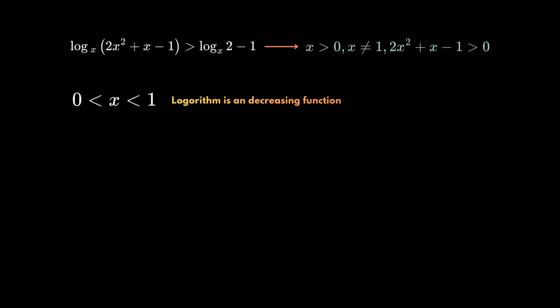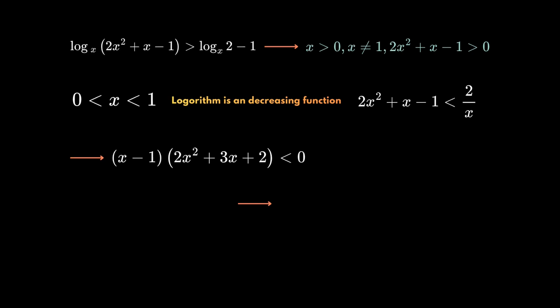The second case is: what happens if our base is between 0 and 1? When we have a logarithm with that base, it's always going to be a decreasing function. So we just have to change the sign to less than 2 over x. Let's solve it for this. And this is simply solved. We know that x is going to be less than 1 for that inequality to be satisfied, because 2x^2 + 3x + 2 is always positive.